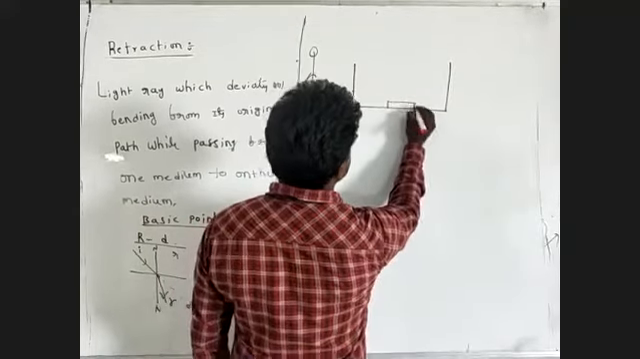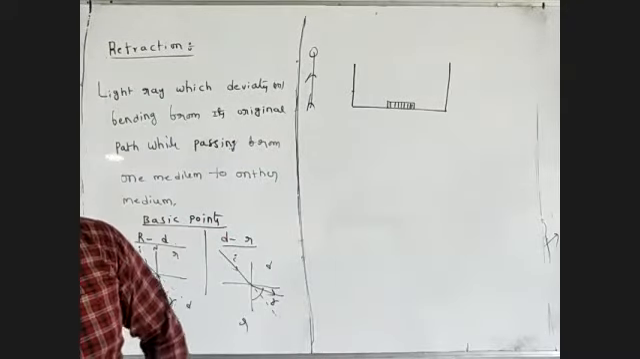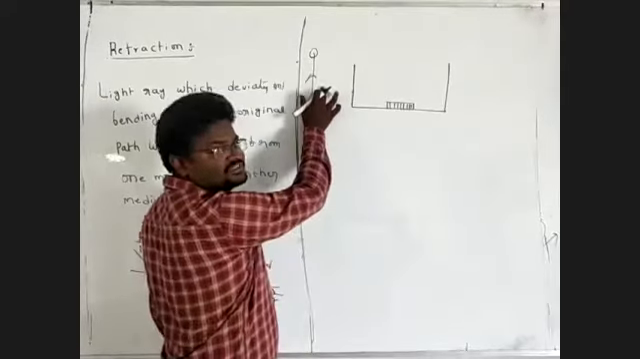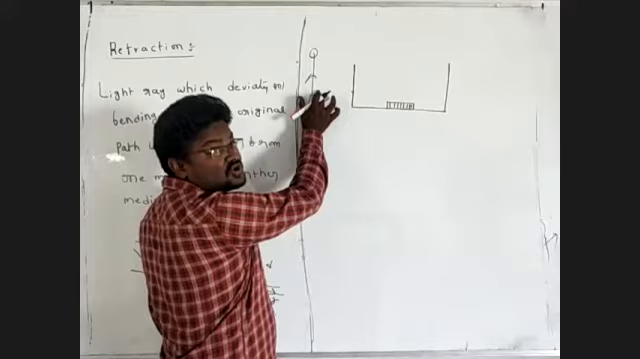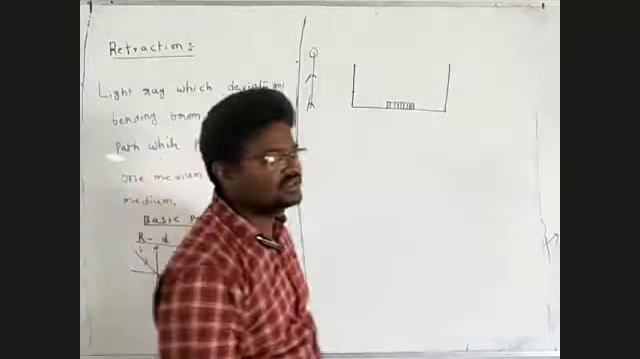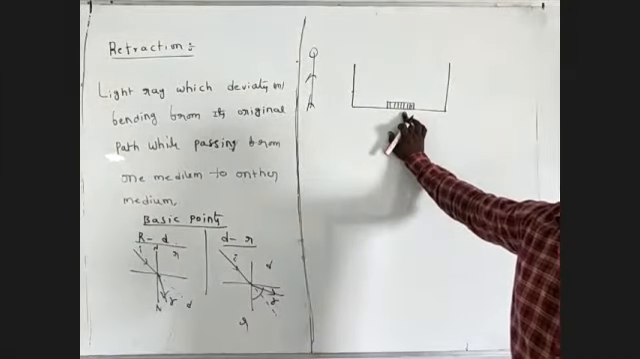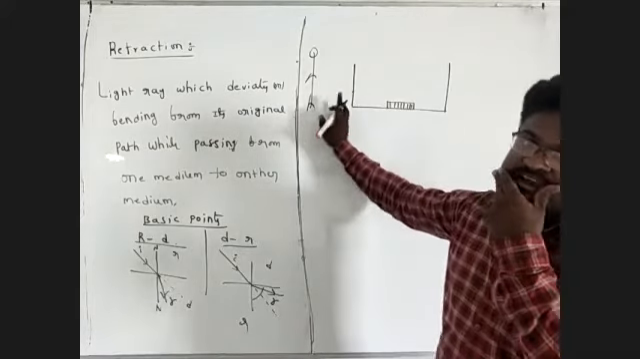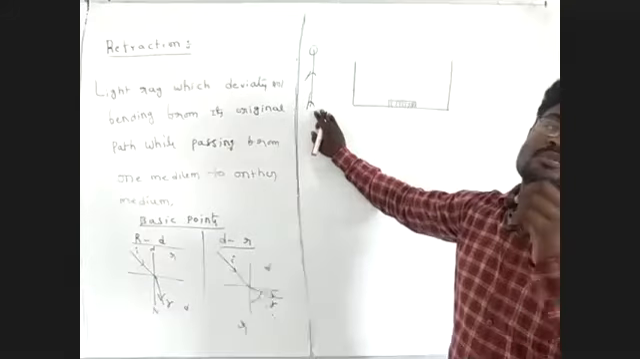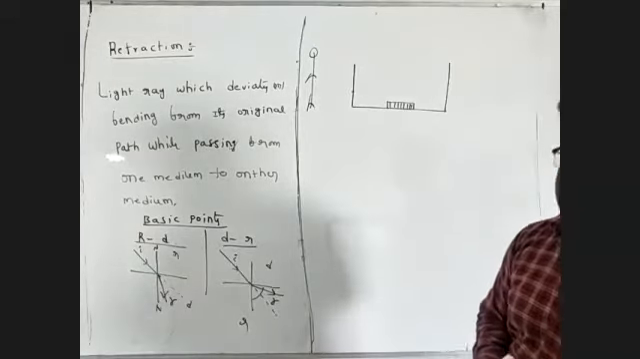Next, I'm taking the coin. This is a 5 rupees coin. The coin is kept at the bottom of the vessel. I'm standing outside of the vessel. I'm not seeing the coin. I'm moving away from the coin. This is a vessel, this is a coin, the coin kept at the bottom of the vessel. This is a person standing outside of the vessel. When this person moves away from the vessel, you cannot see the coin.